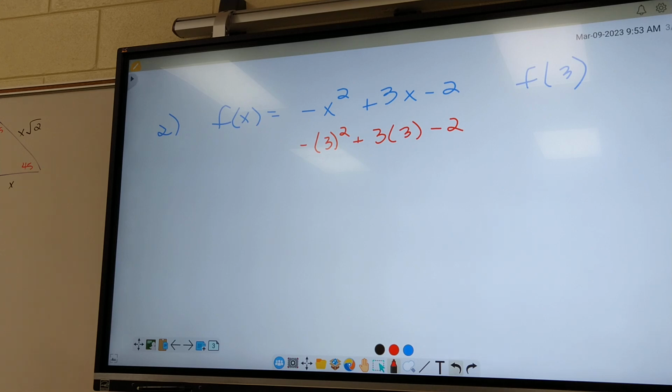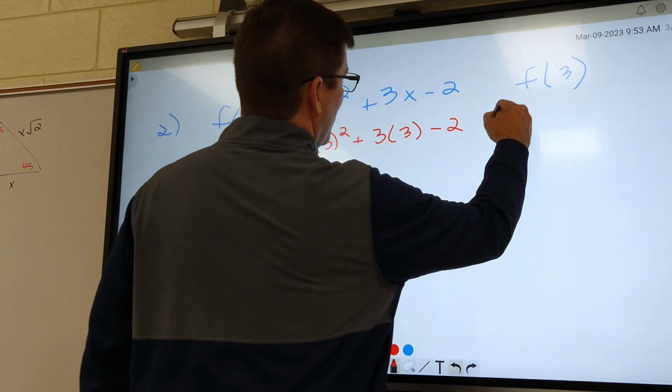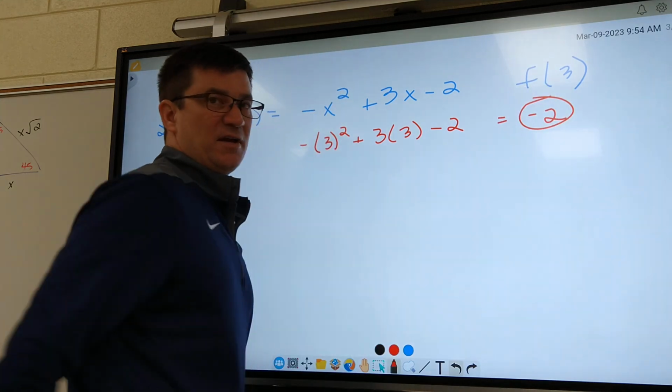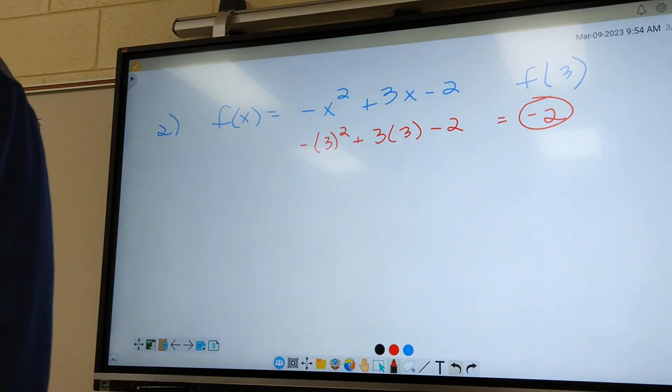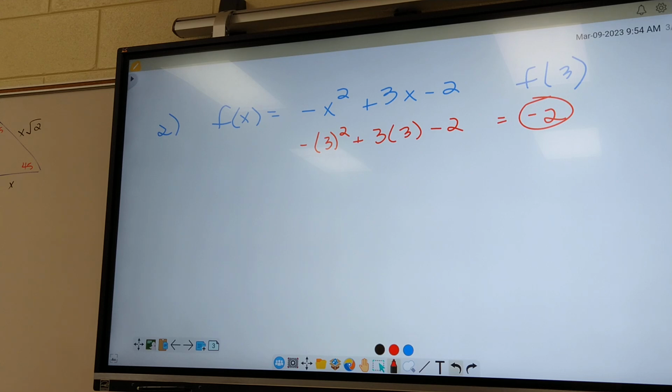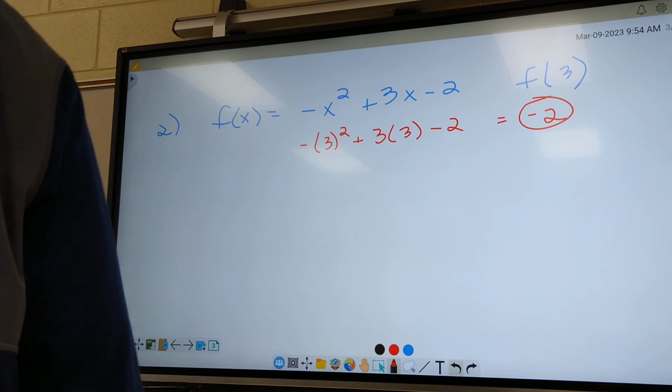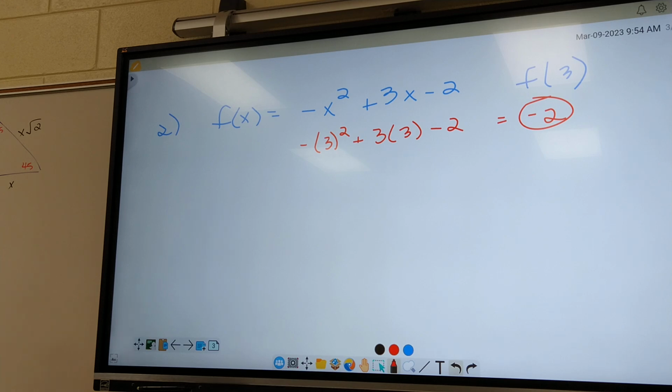All right, what'd y'all get? All right, I heard -2. Anybody get anything different? I'll come look at it. -3, you didn't square it. Anybody else? All right, so we don't have to talk about that. Good, let's go to 3.